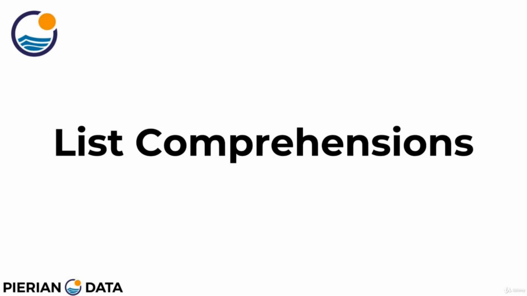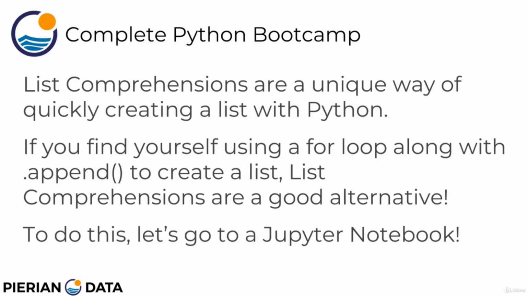Welcome back. Before we finish off this section and head over to your assessment test, I want to quickly discuss a concept known as list comprehensions. List comprehensions are a unique way of quickly creating a list with Python. So if you're ever in a situation where you find yourself using a for loop along with an append statement that goes over and over again through a for loop to create a list, comprehensions are a good alternative to this method. So to show you what I'm actually talking about, let's jump to a Jupyter Notebook.